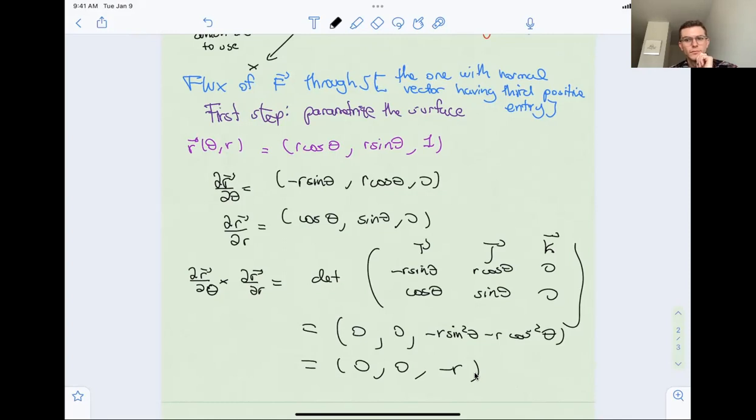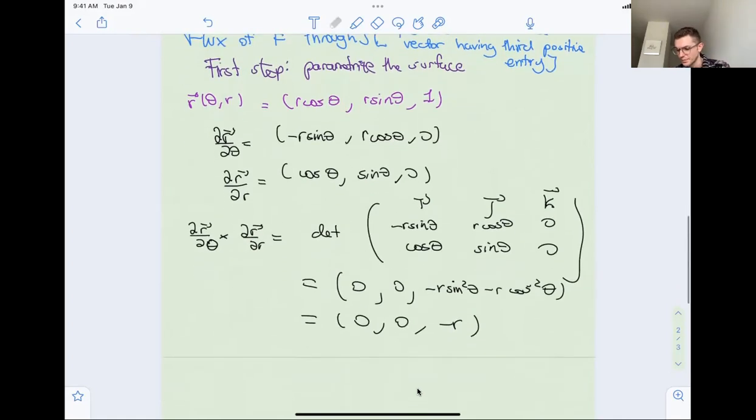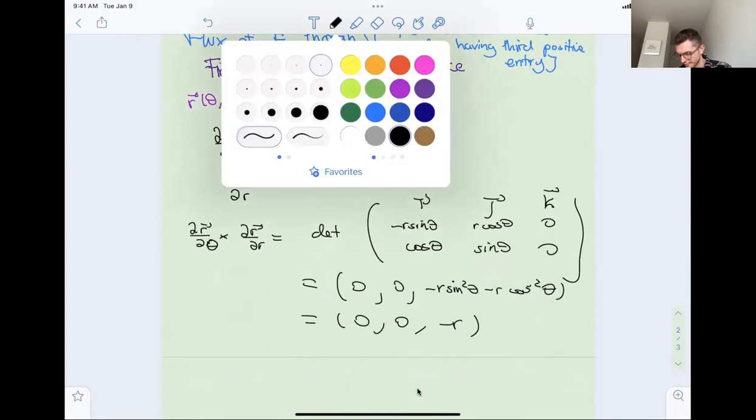Well, what about the sign of the third entry? We're given 2 choices. In this case, the example was asking for you to choose the one where that third entry is positive. So this is fine, it is a normal vector. It's just not the one that we want in this example, because this one has a negative third entry.